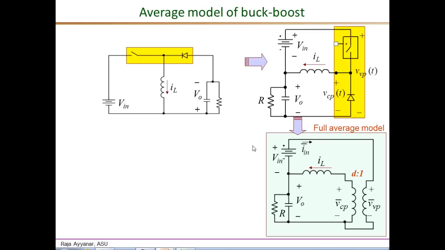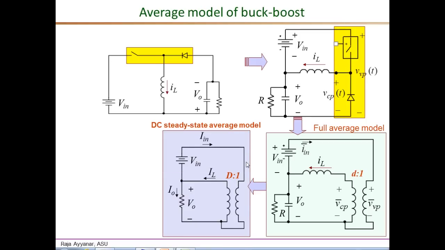We can simplify the full average model further to obtain the DC steady state average model, which of course is valid only for DC steady state analysis, and this is obtained as shown in this circuit by replacing all the inductors by short circuits and all the capacitors by open circuits. And there's also another small difference.